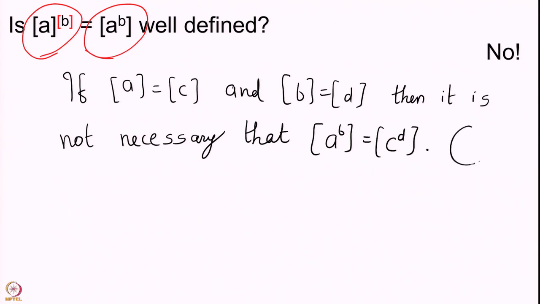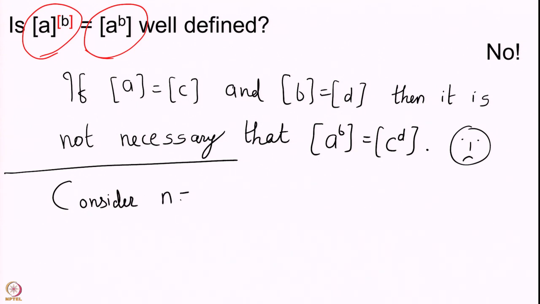This is really the problem. So, to say that it is not necessary that this happens, we need to just give an example where this does not happen. So, we consider the example where n is 3, let us say. Let us take A equal to 2 and I will take B equal to 1.